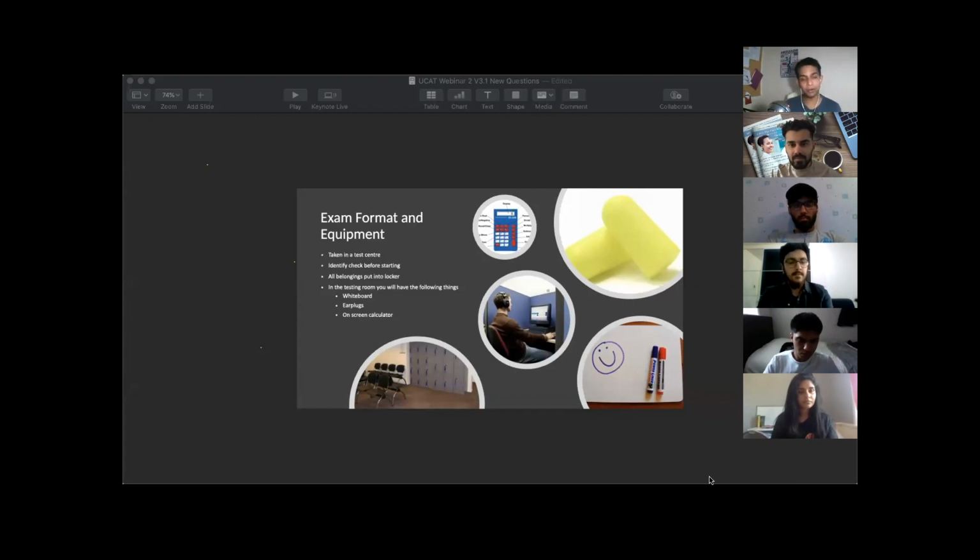So carrying on, when you're in this test center, which may be like the picture on screen, you'll be sat in front of a computer, completely shielded from everyone, with headphones on. The only equipment you will have with you is a whiteboard or laminate booklet, earplugs, if your test center provides them, and an on-screen calculator. You're not allowed to bring your own calculator, and no physical one will be provided for you.